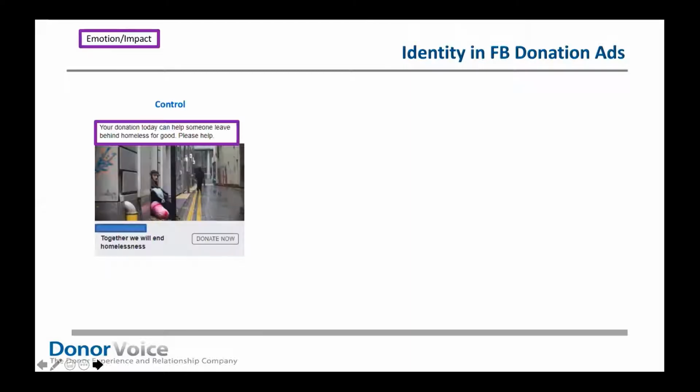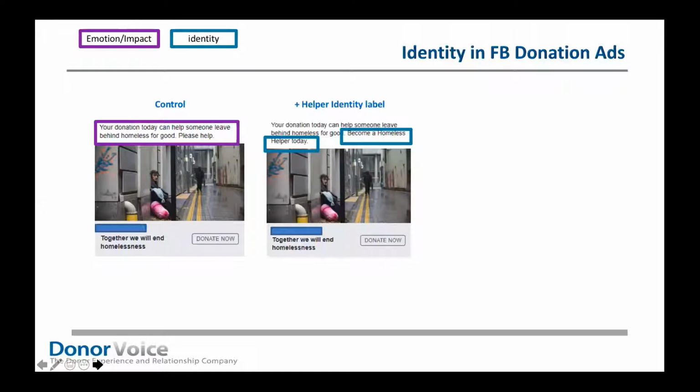And next, we wanted to test it in the field. So again, we created a Facebook ad with their standard copy, focusing around emotion and impact. You could help someone leave homelessness behind for good. And we compared that against the same ad with the only addition of a label, become a homeless helper today. We haven't done anything other than using that word to trigger that feeling of responsibility.